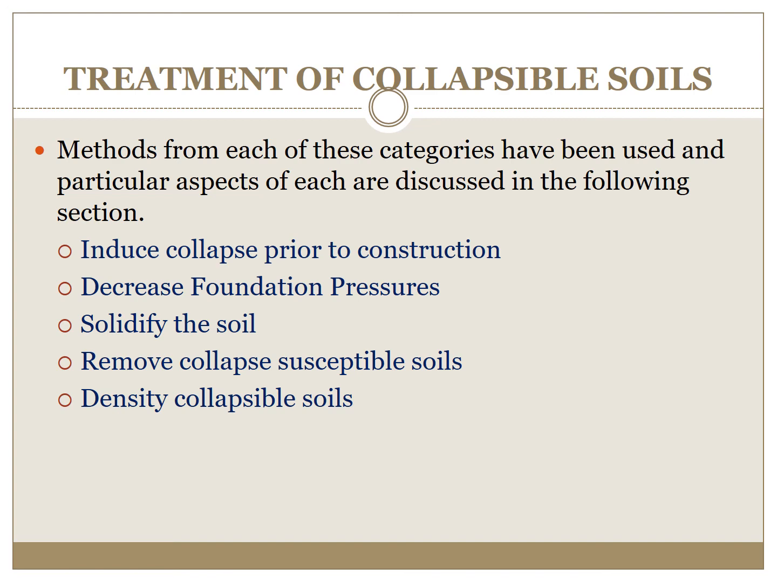In this condition, removal and recompaction of collapsible soil is economical only if the soils are at a shallow depth, and then only for concentrated structural sites. And the last method of treatment is to densify collapsible soil. The two methods most often used to densify collapsible soil at depth are dynamic compaction or vibro compaction.